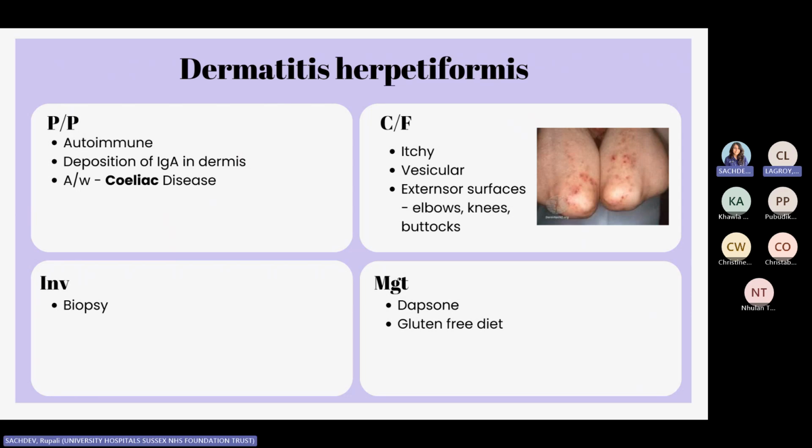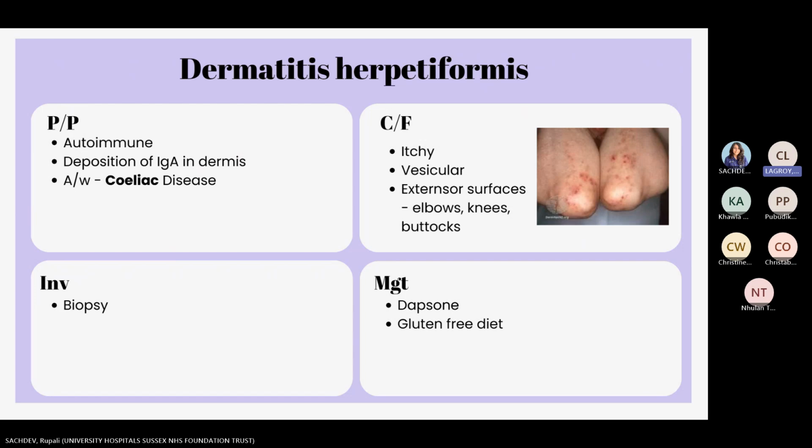Cool. Dermatitis herpetiformis, again, autoimmune in nature. It's due to deposition of IgA in the dermis. It's very much associated with celiac disease. The way it presents is that it's a very itchy, vesicular kind of rash, and it's mainly on the extensor surfaces. So you've got the elbows, the knees, and the buttock as well.